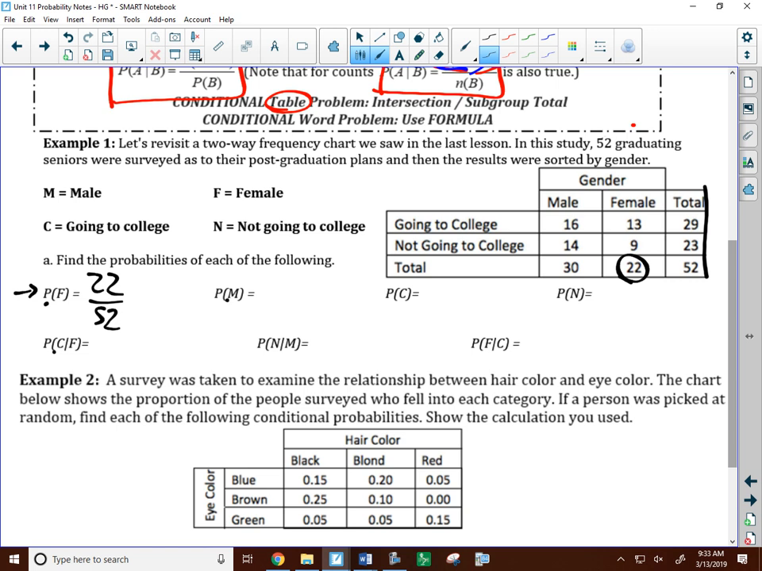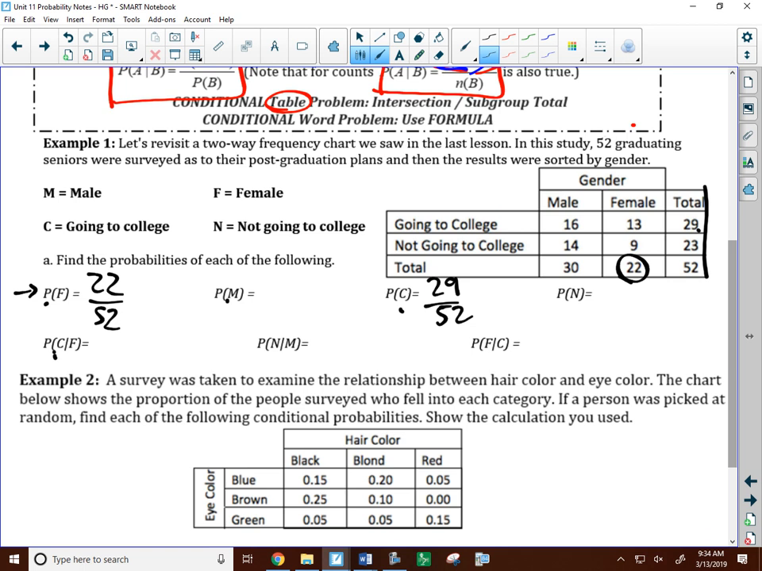Let's just do one more. We'll do college. Probability of going to college, 29 out of 52. So that was a review. I could have also put an "and" or an "or" question in here as a review, but let's do some conditional ones. First one, probability of C, college, given female.